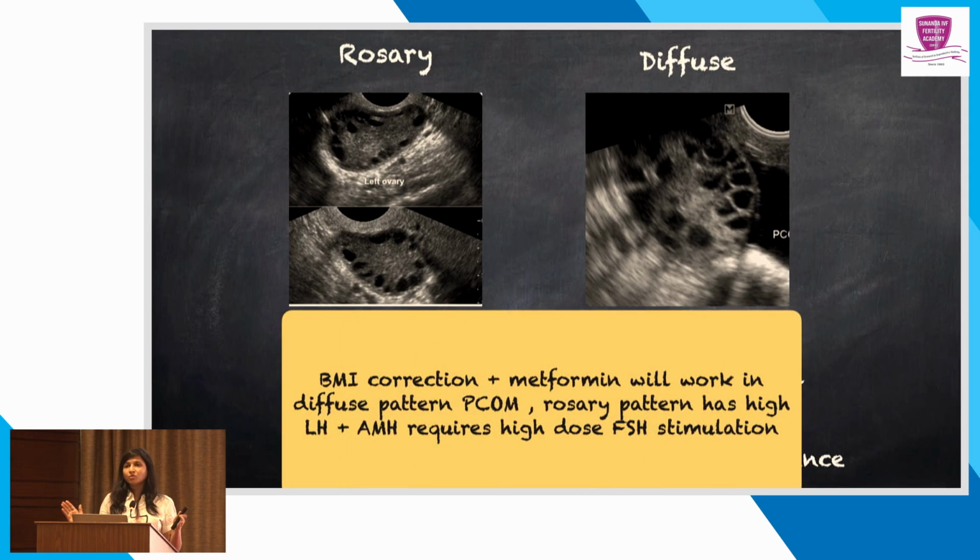So now we know that if a lady is having a diffuse pattern, she is a good PCOS, and it is a lifestyle induced factor, then ask that lady to go for weight loss along with metformin and BMI correction. So this diffuse pattern PCO morphology, it will work in that. But a lean thin PCOS, what are you going to achieve by asking them to go for weight loss, since from the beginning she is having irregular cycles and she is a difficult PCOS? She requires a very good FSH stimulation rather than working on weight loss.